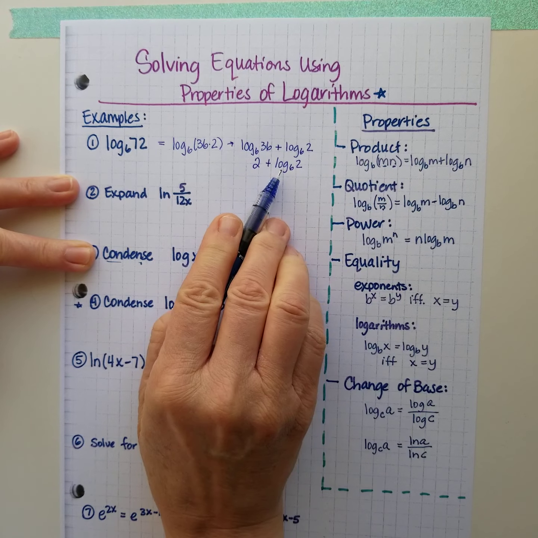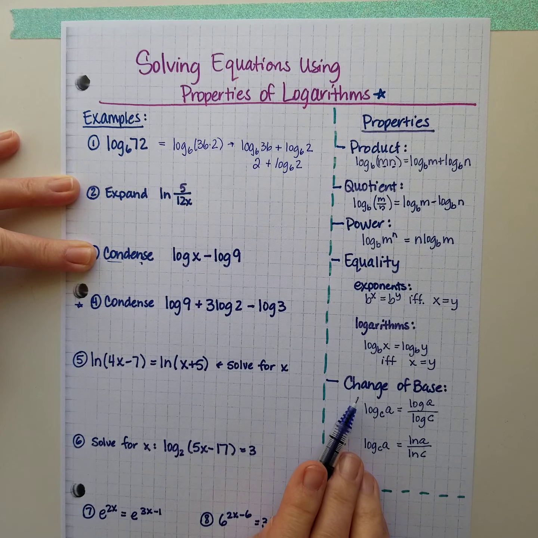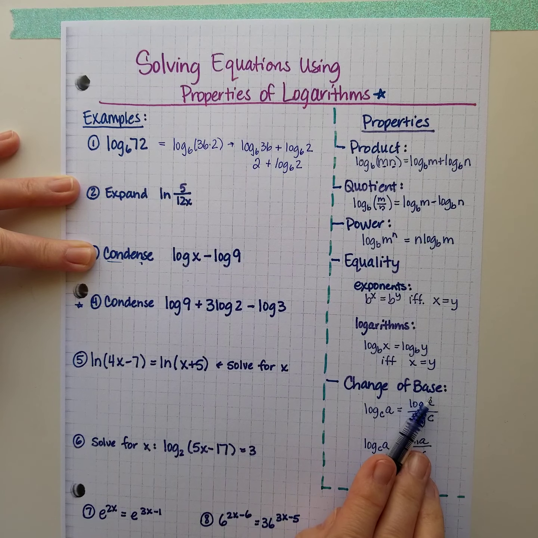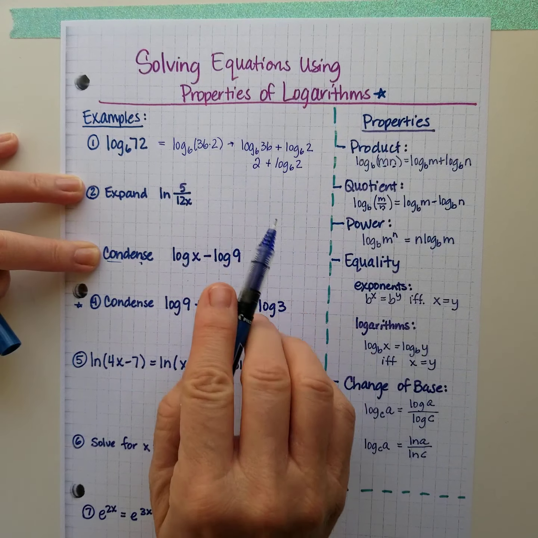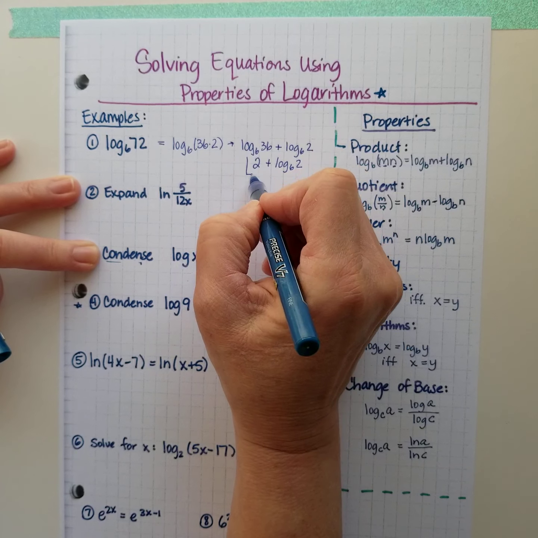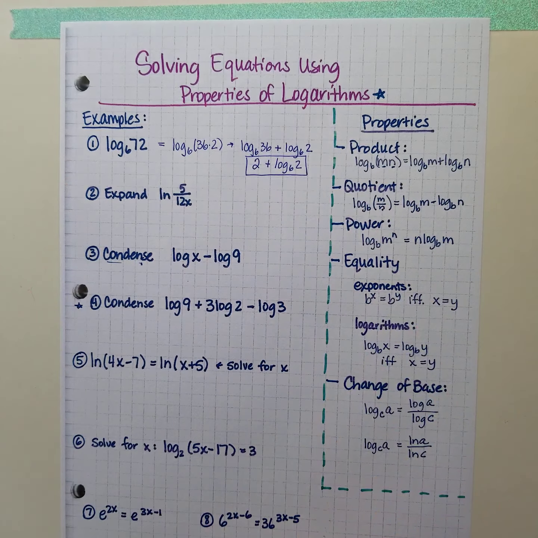Now we could put this in our calculator using our change of base property and get an estimate if we wanted to, but we're not going to. We're just going to simplify it and leave it. So that's fully simplified. And then again, we could approximate using change of base in our calculator.